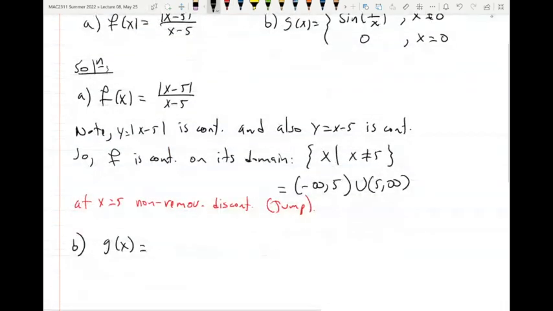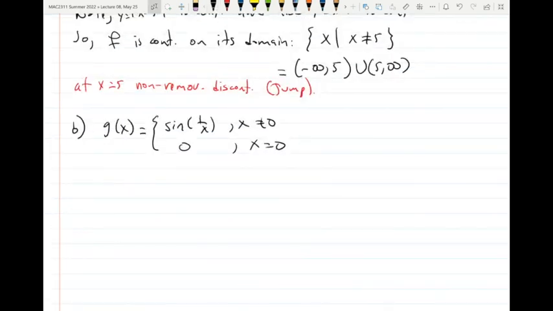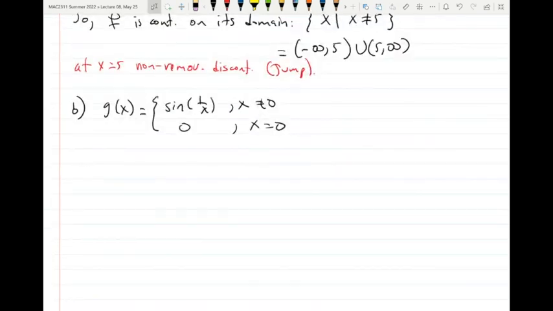The next one was sine of 1 over x if x is different than 0, and then 0 if x is 0. Okay? What do we do here? Should we find the limit of the first equation and make sure it equals 0? The limit of what? Okay, but why? Remember, your job is to analyze this function and tell me where it's continuous. So what's the first thing that you do when you're analyzing continuity? What do you look at?